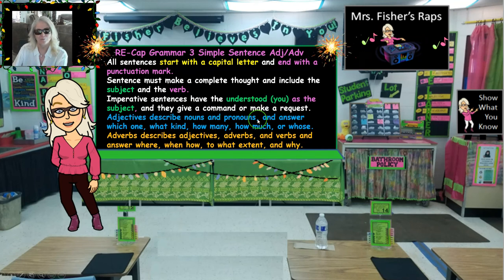Adjectives describe nouns or pronouns, and they answer the questions which one, what kind, how many, how much, or whose. They come before the noun or pronoun and describe it. Adverbs can come before or after the adjective, adverb, or verb that they describe, and they answer where, when, how, to what extent, and why.